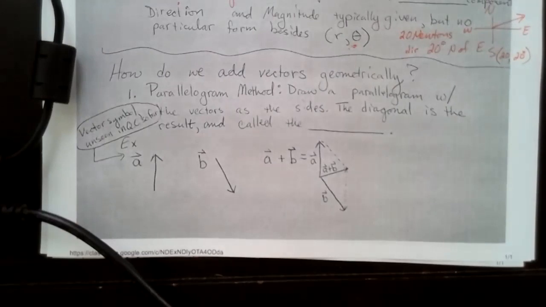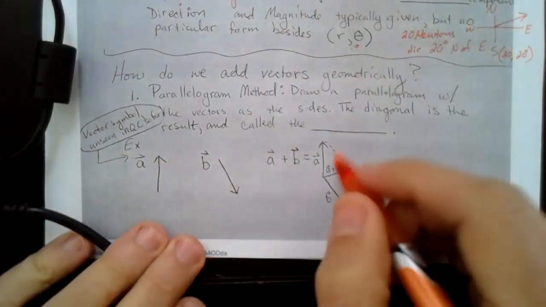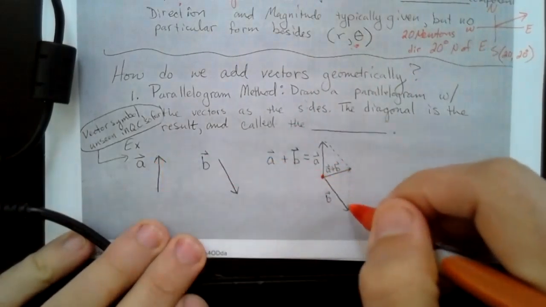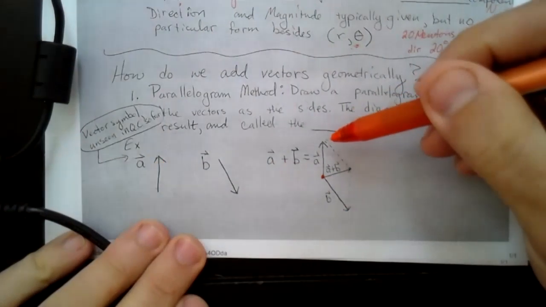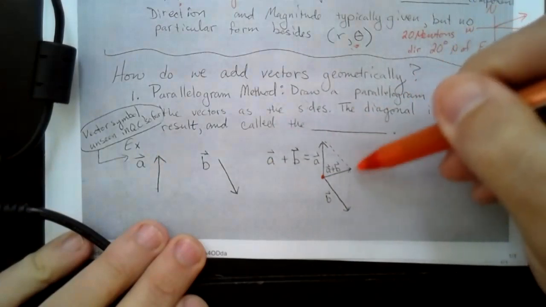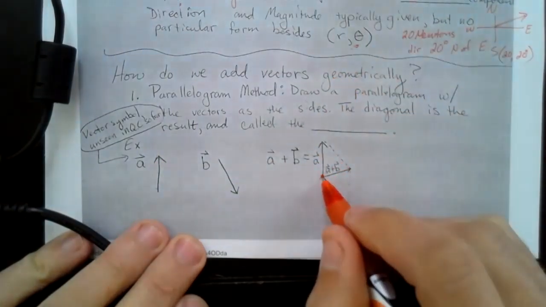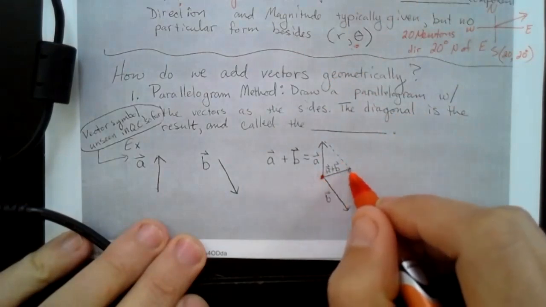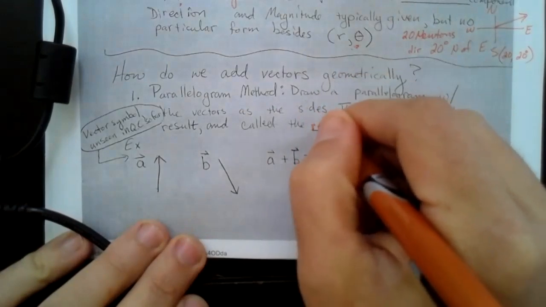Okay. So how do we add vectors geometrically? First way is with the parallelogram method. You draw a parallelogram with the vectors as sides. So whatever this vector is, you have an origin point, and then you draw the other vector from it. And then a parallelogram, if you recall, has parallel sides. So this should be parallel to this, and this should be parallel to this. And the resultant vector goes from the point you started at to the opposite vertex. So the diagonal is the result, and that's called the resultant.